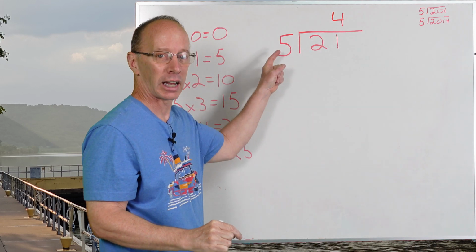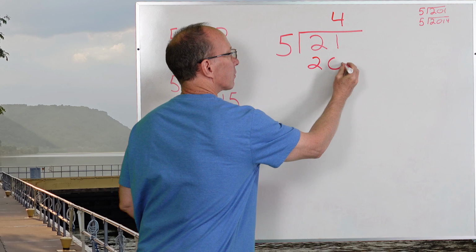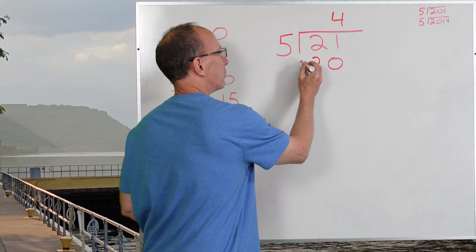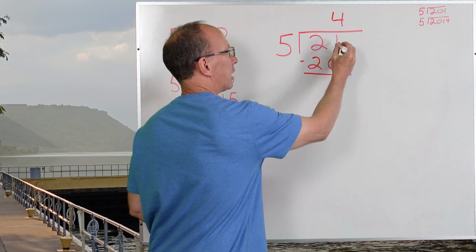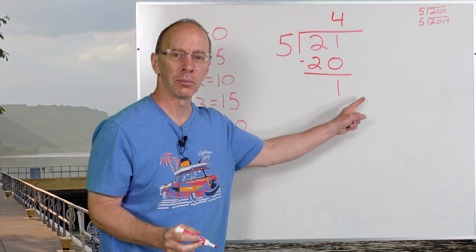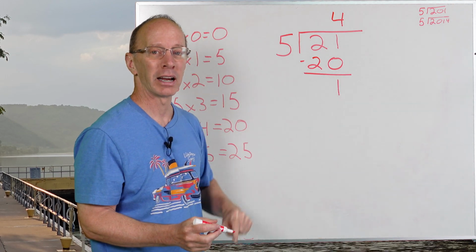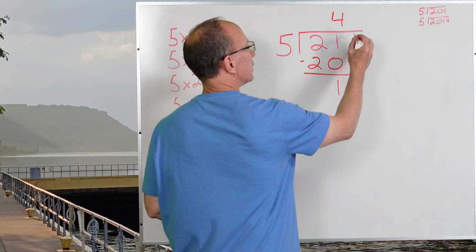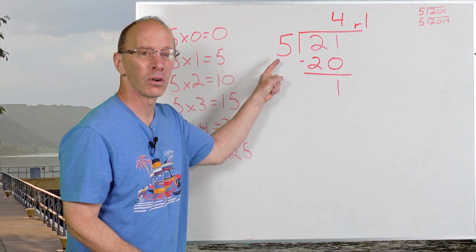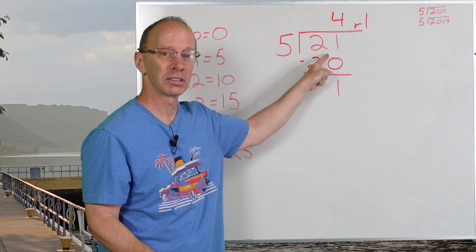So 5 times 4, now I'm using multiplication, is 20. And our next step is subtraction. All right, so I put a subtraction sign here, and I bring that 1 down. Now there are no other numbers right here, and so I'm going to be using that as my remainder. All right, so this is remainder 1. So 5 times 4 is 20, plus a remainder of 1 is 21. And that equals this right here.